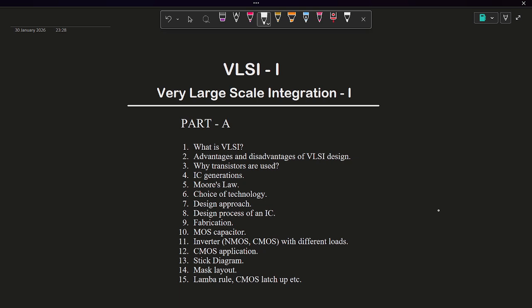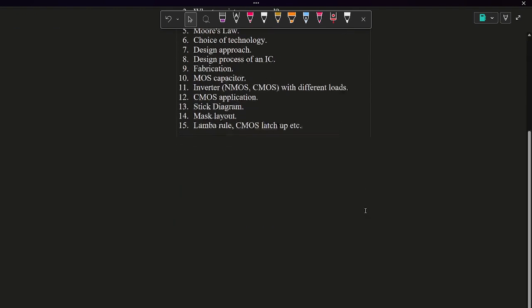Okay, from today's class, I will be starting a new course which is named VLSI 1, stands for Very Large Scale Integration. This course will be taught in two parts, Part A and Part B. I will be starting Part A from today's class. In Part A, the first topic will be what is VLSI, and the second one is advantages and disadvantages of VLSI. And later, I will be following the syllabus according to my university or my class lectures, obviously. Okay, so let's start.